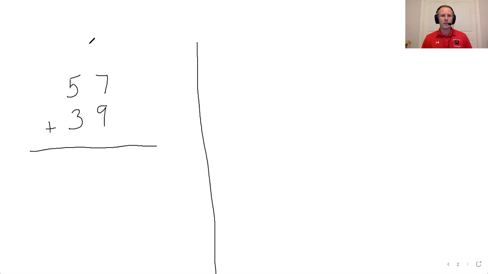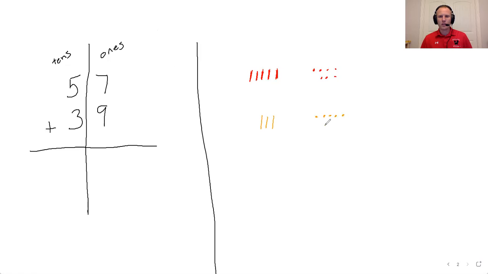Okay. And I'm going to separate this into 2 columns just to make it easy to see, and I'll write it out for you, tens and ones. And then I'll draw that same thing over here on the right, just like I did last time. I have 5 longs showing my 50. And I have 7 cubes, so 1, 2, 3, 4, 5, 6, 7. And I'm adding that to 3 longs and 9 cubes. So the 39 turns into 3 longs, 3 tens, and 9 cubes, 9 ones.